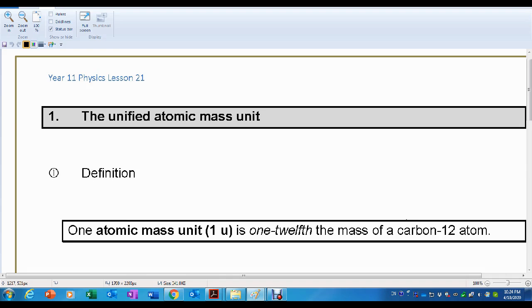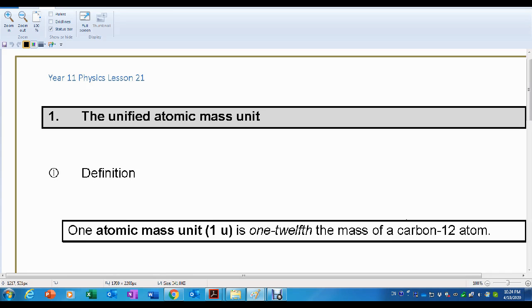Last session, if you remember, we introduced a new unit for energy, 1 eV. And 1 eV is a very small amount of energy. So why do we need to learn that 1 eV? Because the energy involved at a nuclear level in nuclear physics is very small. So that's why we use eV, or mega eV, as our energy unit rather than joule.